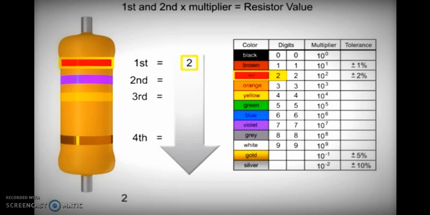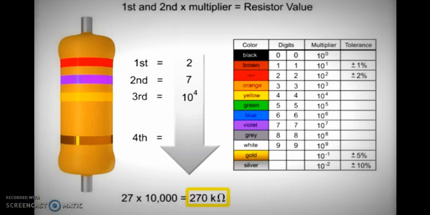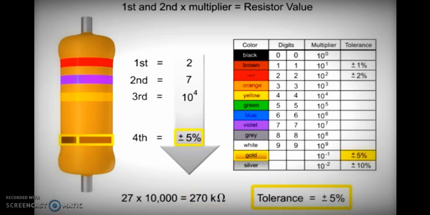In this case the first band is red, so the value assigned to it is 2. The second band is violet, so the value assigned to it is 7. And the 3rd band is yellow, which is the multiplier in this case, so we will be multiplying by 10 power 4. So the entire value is 27 into 10,000 ohms, as it is 10 power 4.